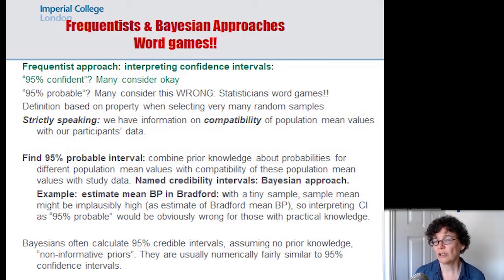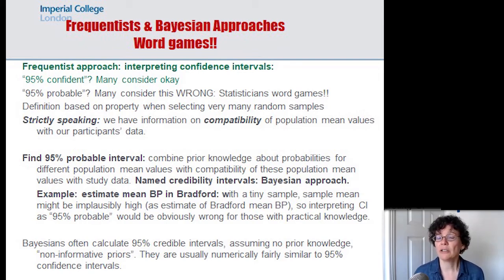As a frequentist, I've often taught people to interpret confidence intervals using the word 95% confident. I think, okay, that's good. But if you say 95% probable, oh no, that's really wrong. I've often said that. Maybe that's just word games, because confident and probable kind of informally mean round about the same thing. Some people get around that by thinking neither is okay and insist on the formal definition of confidence intervals, based on selecting very many random samples. Strictly speaking, what we've got is information about compatibility of population mean values with our participants' data.